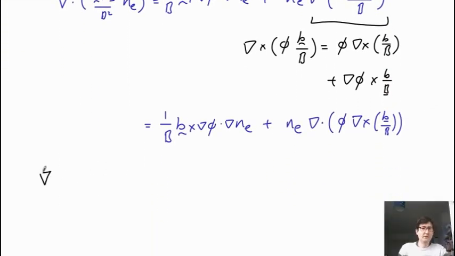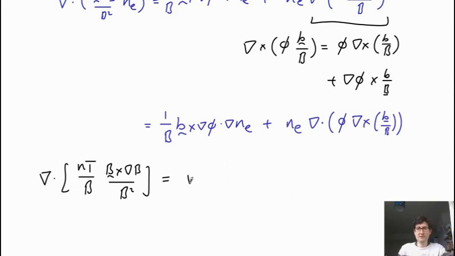So we can write this as a divergence of NT, and you can rewrite this in the same way as you did for the E cross B drift. You can write this as a divergence of the pressure, in this case the electron pressure, times the same factor, the curl of B divided by the magnitude of B.